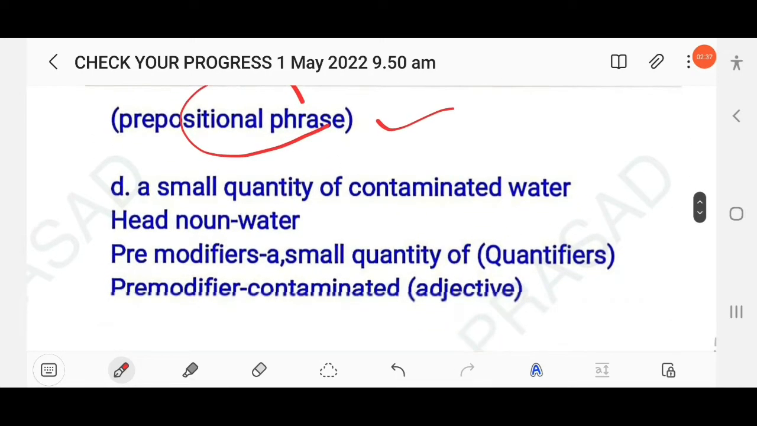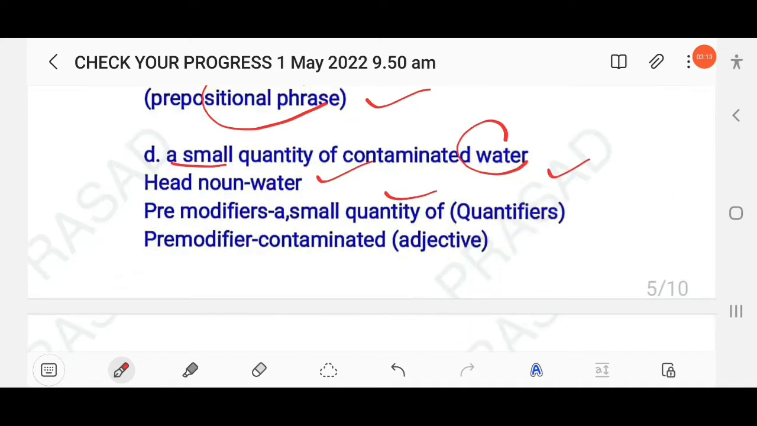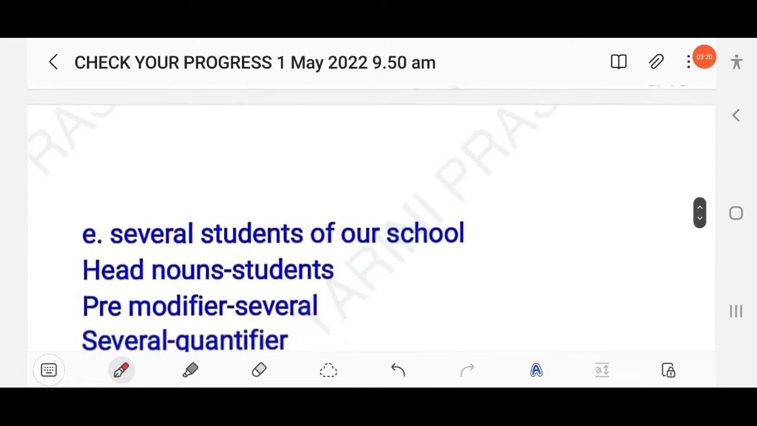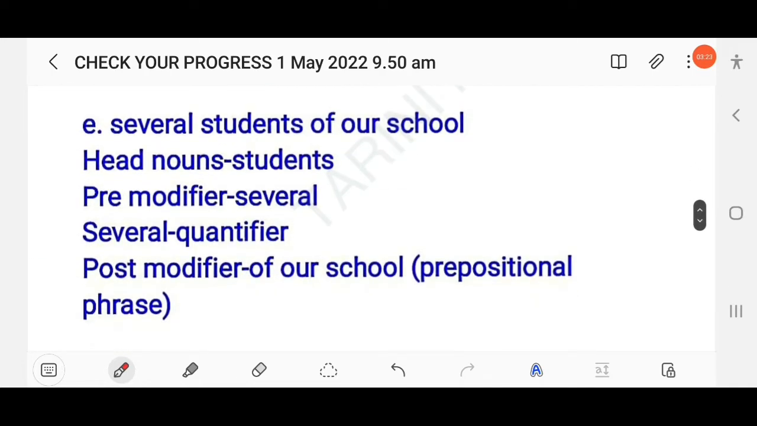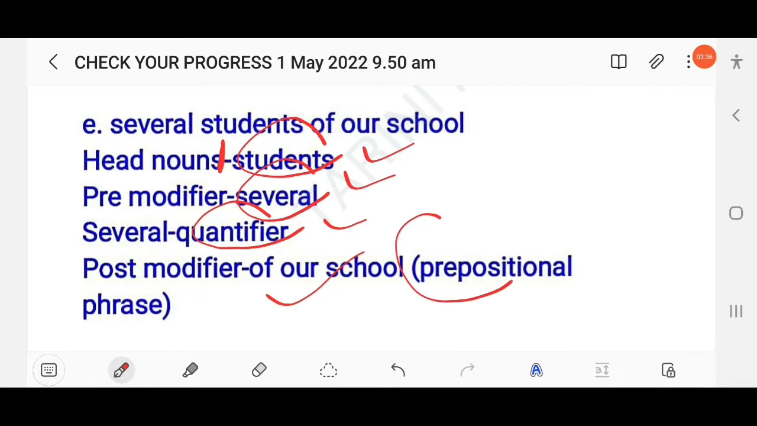The next is a small quantity of contaminated water. The head noun is water, and the pre-modifiers are a small quantity of, which are quantifiers. Then the pre-modifier contaminated is an adjective. Then next, several students of our school. The head noun is students, and the pre-modifier is several, which is a quantifier. The post modifier of our school is a prepositional phrase.